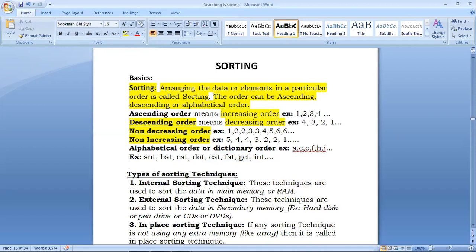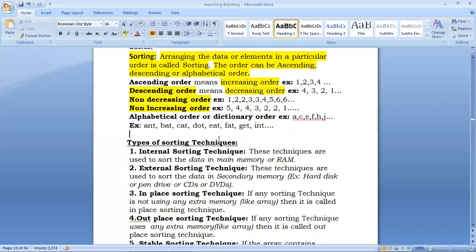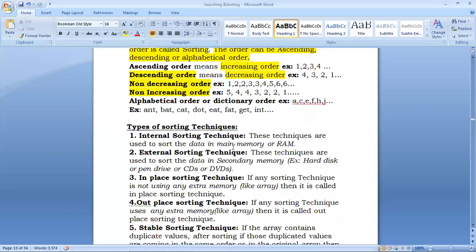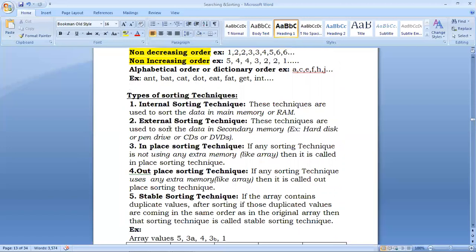So we see types of sorting techniques. The purpose of a sorting technique is arranging the data in any one of the orders. I just mentioned a few orders: ascending, descending, alphabetical, non-decreasing, non-increasing order. You can arrange the elements or values in any one of those orders. So the aim is arranging the data in a particular order. We try to understand different types of sorting techniques which are available.